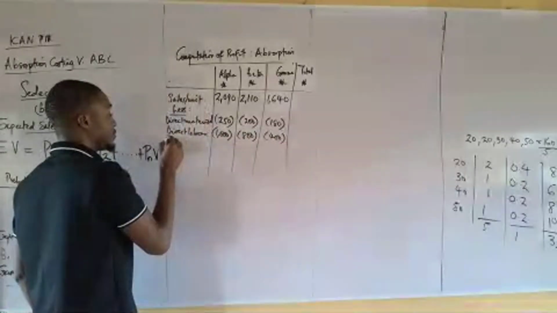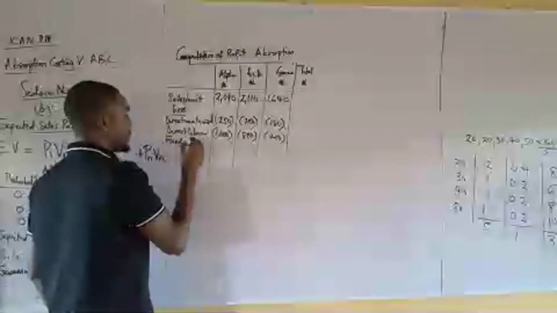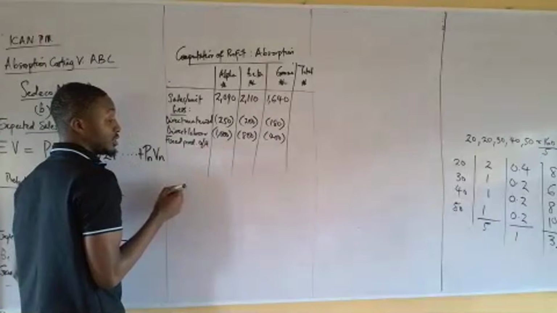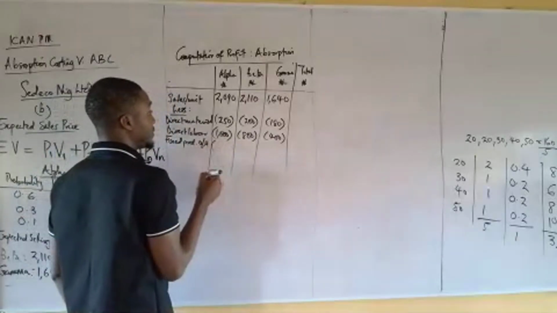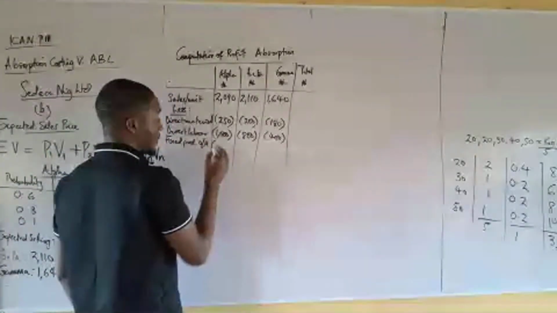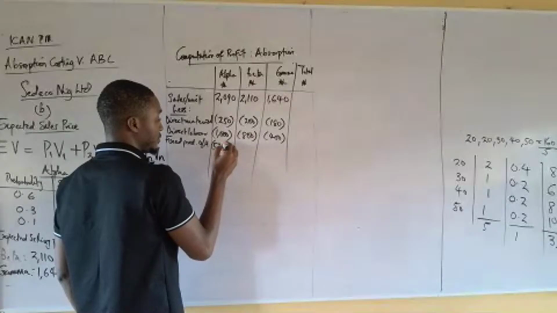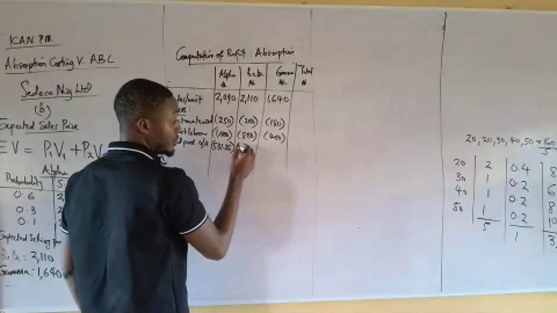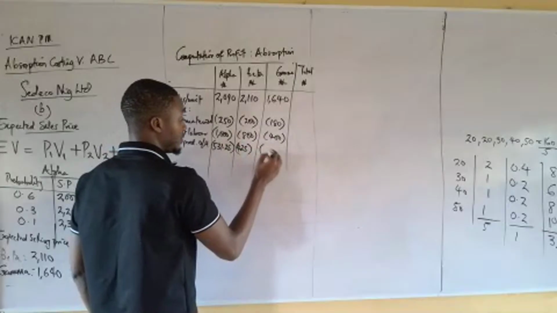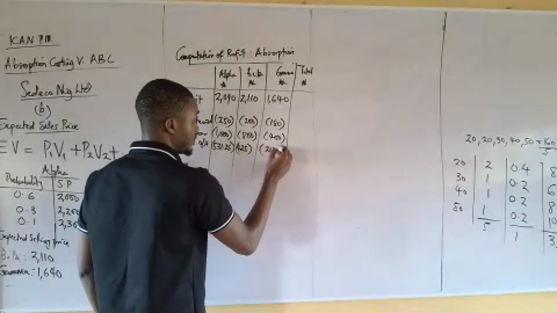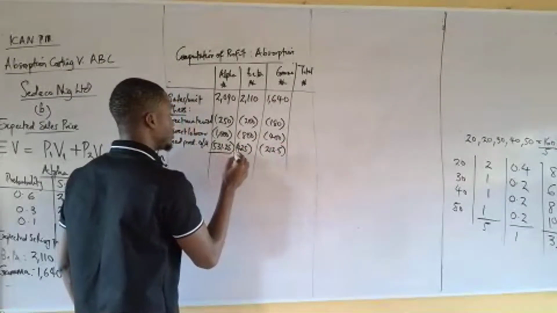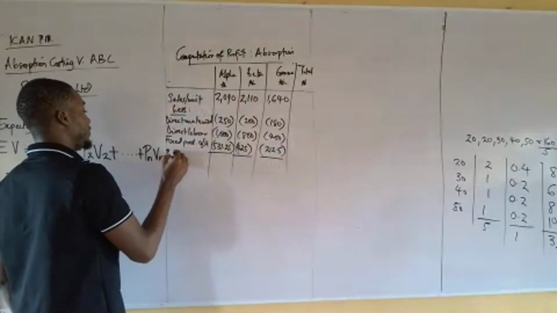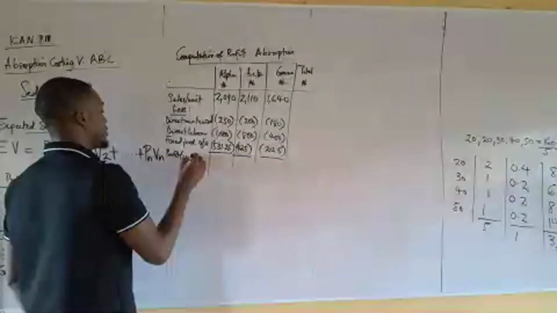Then the next cost is fixed production overhead. Yes. Now the one we are bringing here is the one under absorption, the traditional, which was what for alpha? 531.25. And then we'll now subtract all these costs from the selling price. And we'll get the profit per unit.